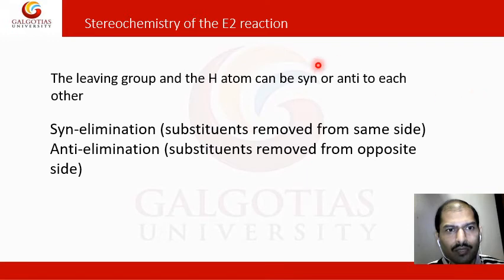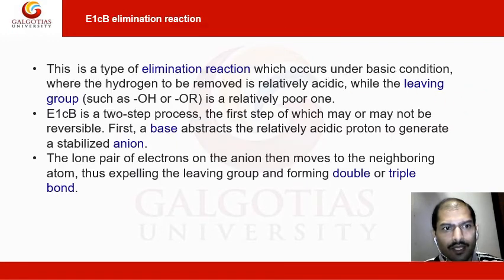So the leaving group and hydrogen atom can be syn or anti to each other. Now if you see another type of reaction, which is the E1cb reaction, an elimination reaction also. This type of elimination reaction occurs under basic condition where the hydrogen to be removed is relatively acidic, while the leaving group such as OH or OR is a relatively poor one.